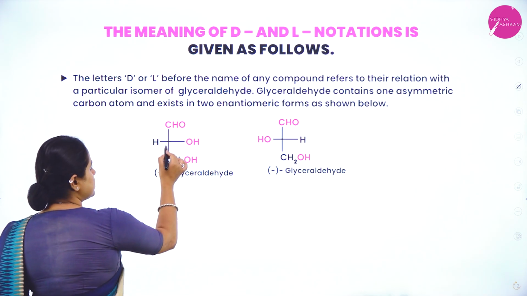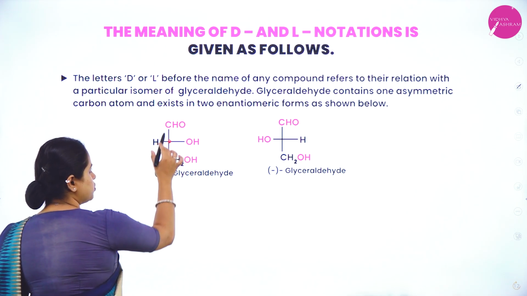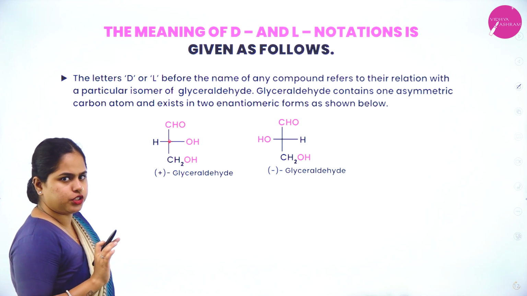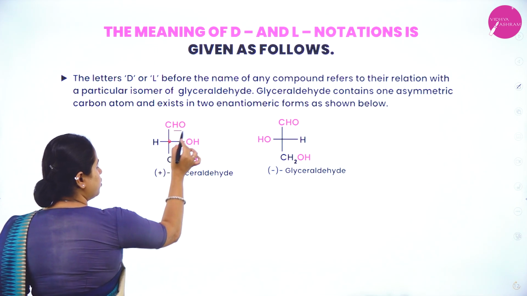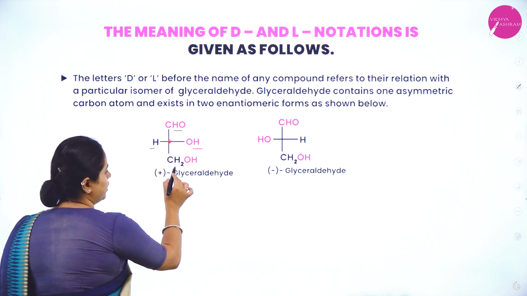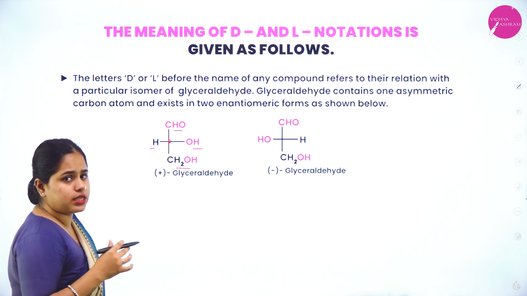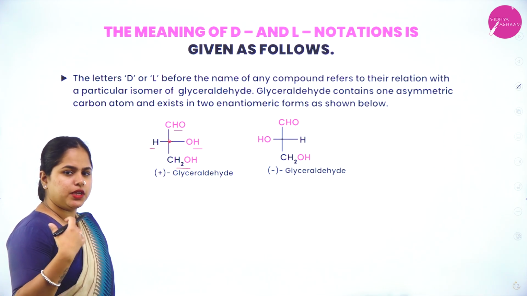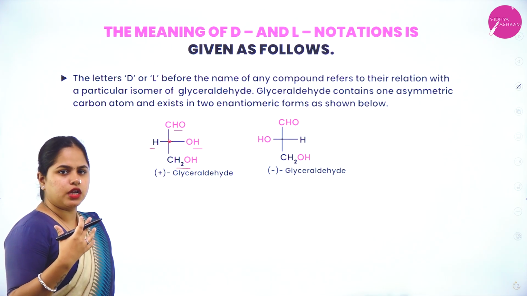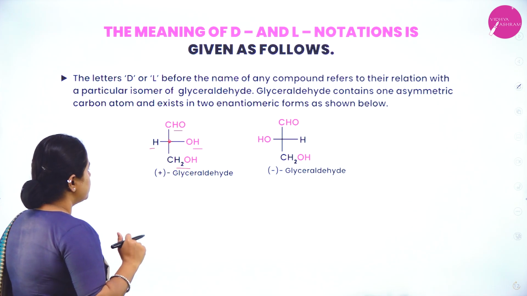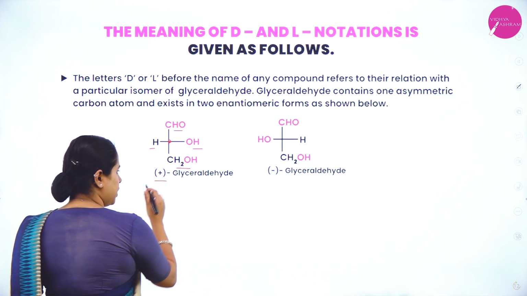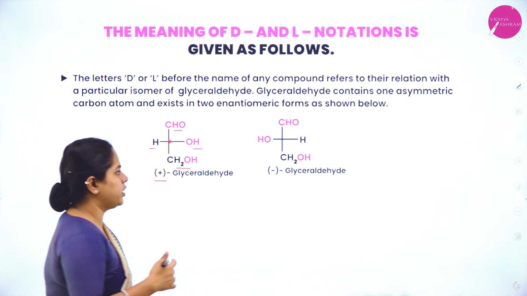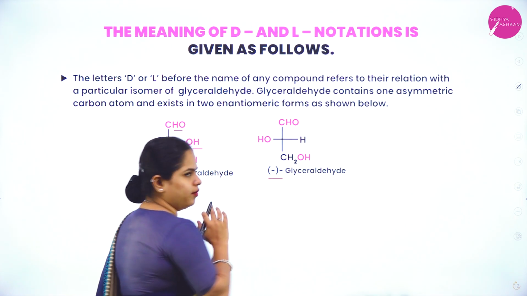You can see this is an asymmetric carbon atom. This junction is actually a carbon atom present here. So, you have an aldehyde on the top, you have hydrogen here, hydroxyl here and an alcohol here. So, this is an asymmetric carbon atom. Asymmetric means all the 4 substituents attached to it are different. Now you can see this is plus glyceraldehyde, which is dextrorotatory, and minus stands for levorotatory.